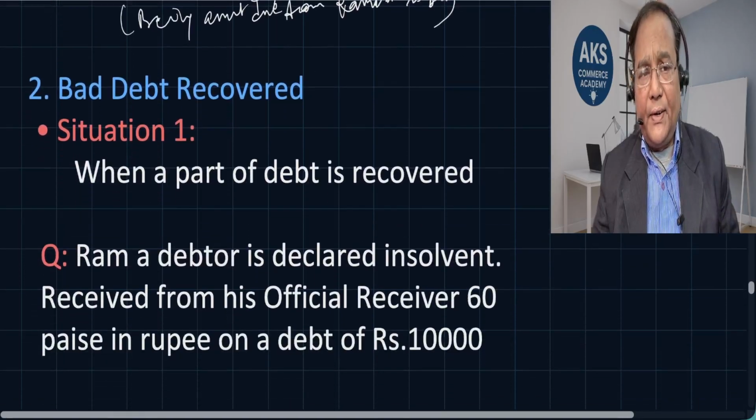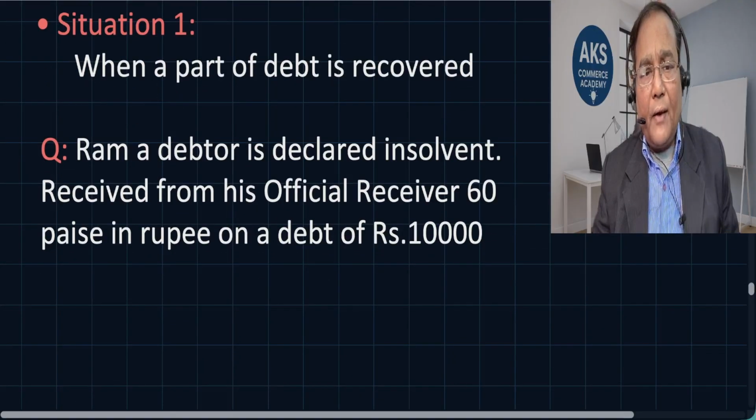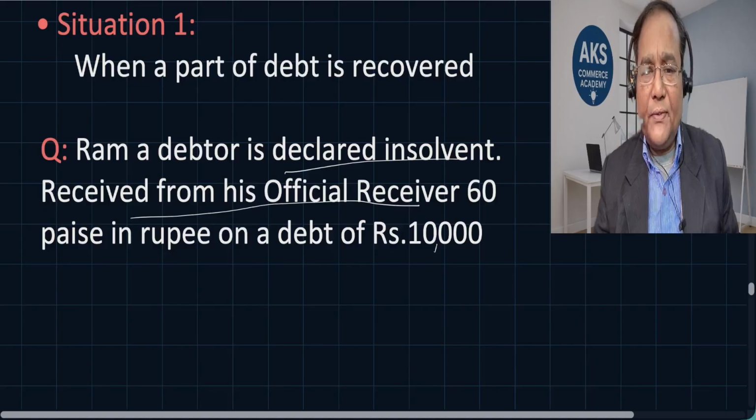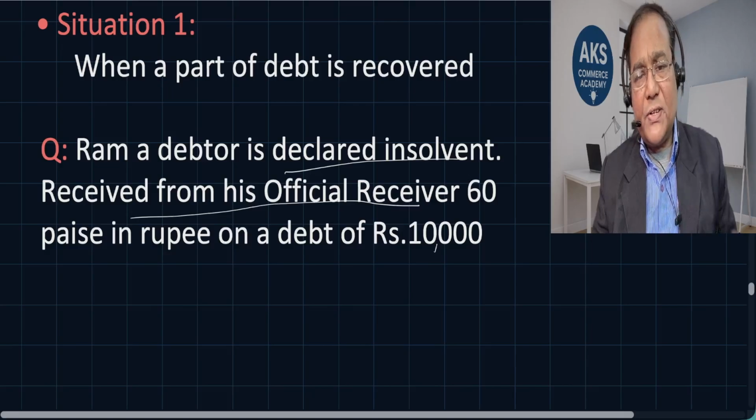Now bad debt recovered: supposing after having treated it as bad, we have recovered something from him. So a part of the bad debt which has been treated as bad earlier is now recovered. So what is the entry that we are going to pass? Ram, a debtor who has been declared insolvent, received from his official receiver 60 paisa in the rupee on a debt of rupees 10,000. So there were 10,000 rupees to be received from Ram, who was declared insolvent, but his official receiver has given us confirmation that 60% of the amount due to us is going to be received.